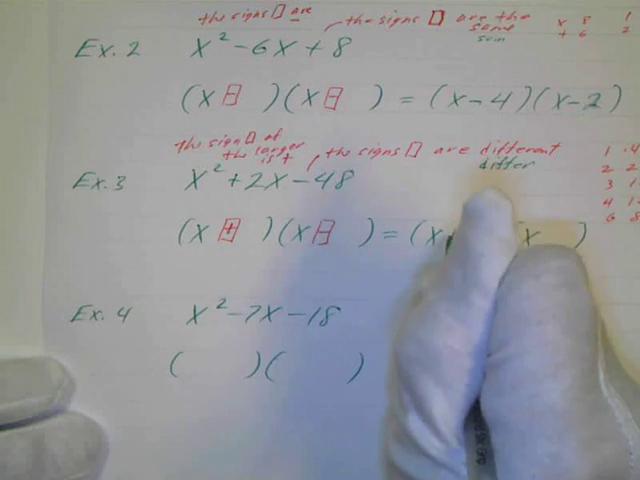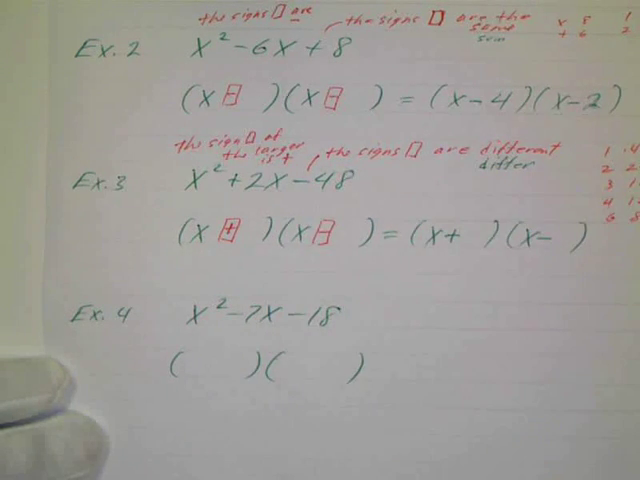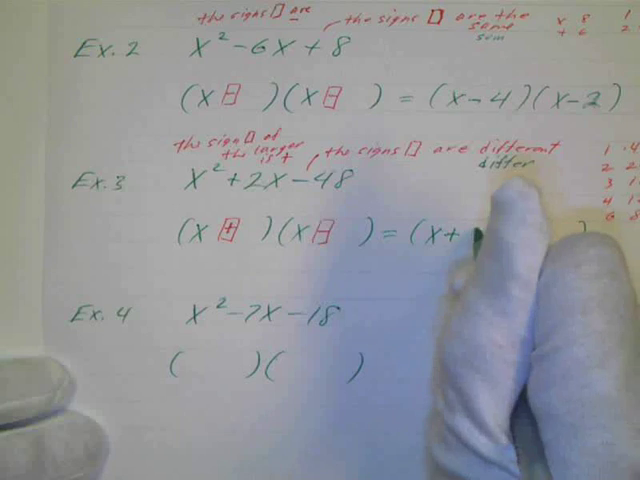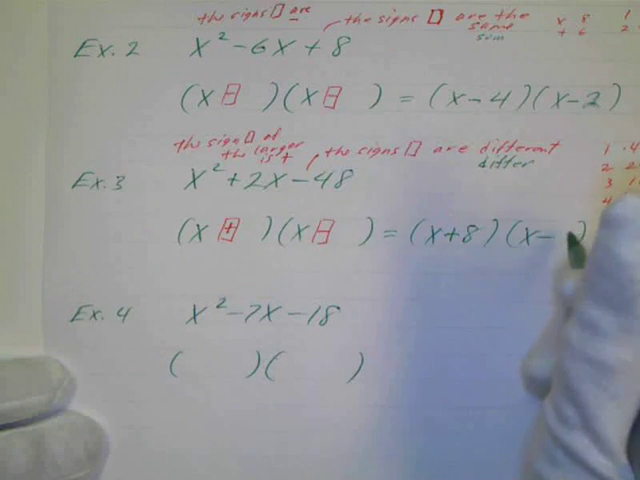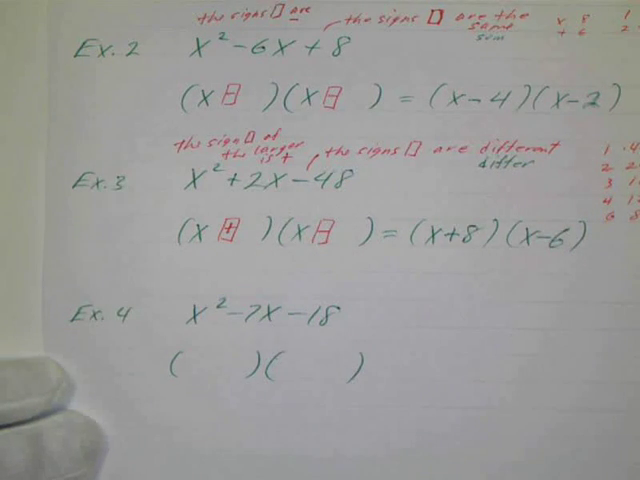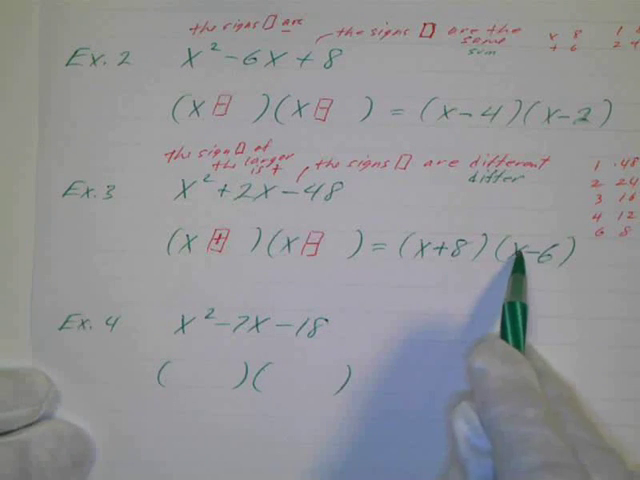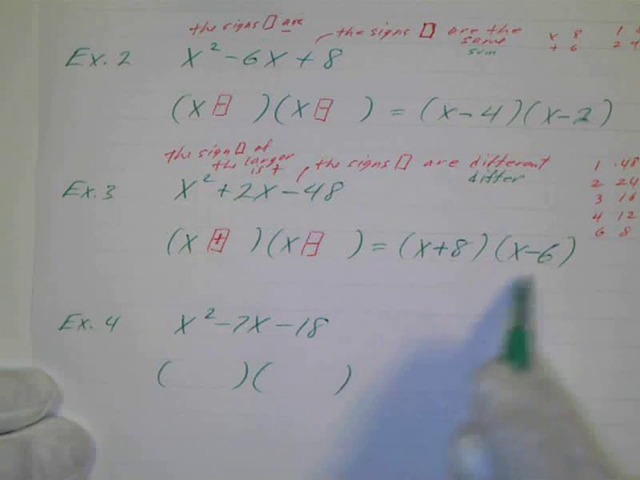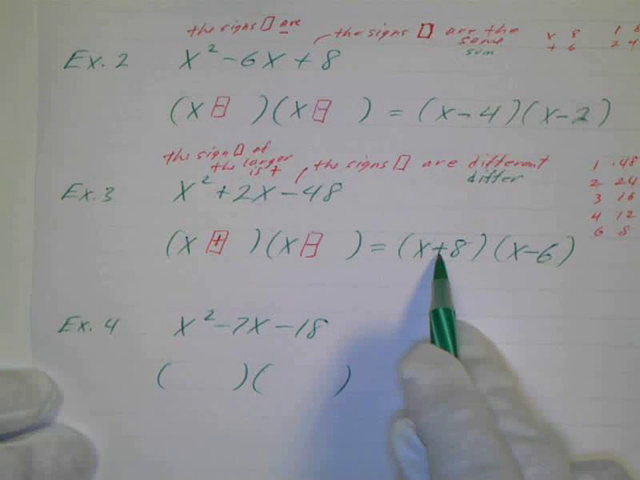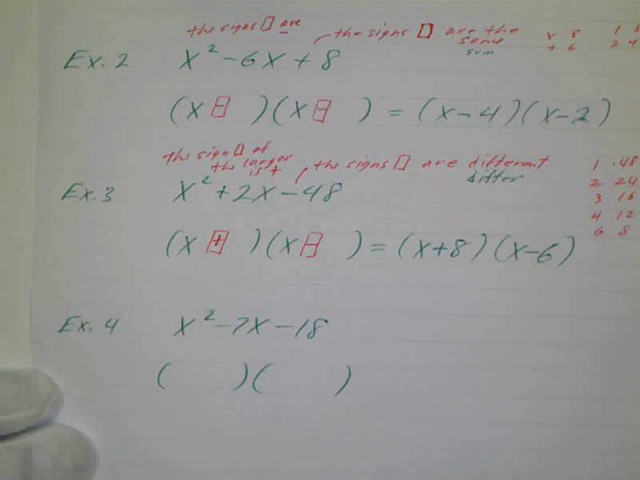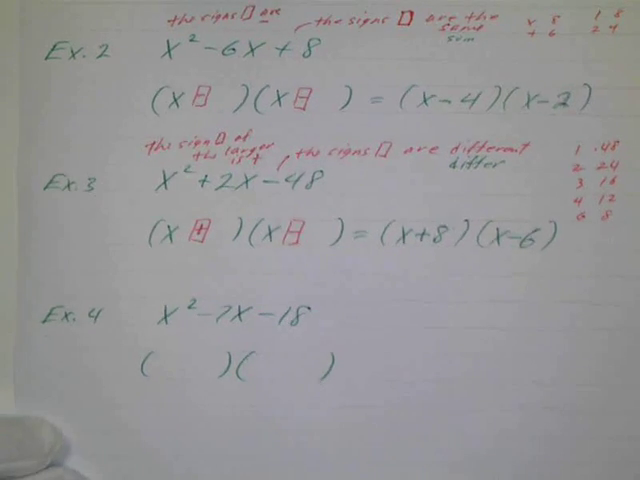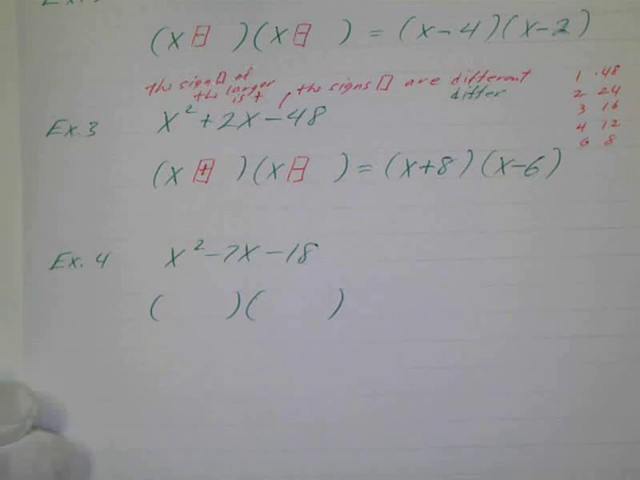Well, like I said, I just usually put the sign of the larger to the left just to be consistent. And the sign of the larger is positive, so that's going to be 8 and 6. Now check it. X times x is x squared. Negative 6x plus 8x, well, 8x minus 6x is 2x, and 8 times negative 6 is negative 48, so it checks out. So use your FOIL method to check it out. All right? And our last example.